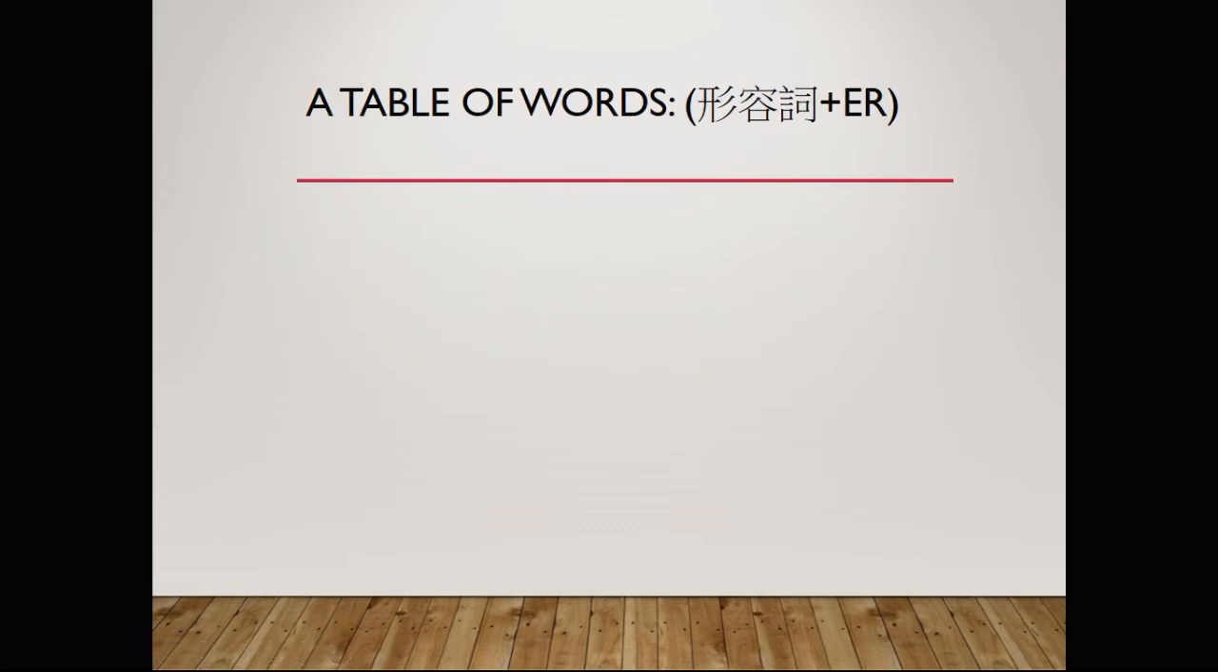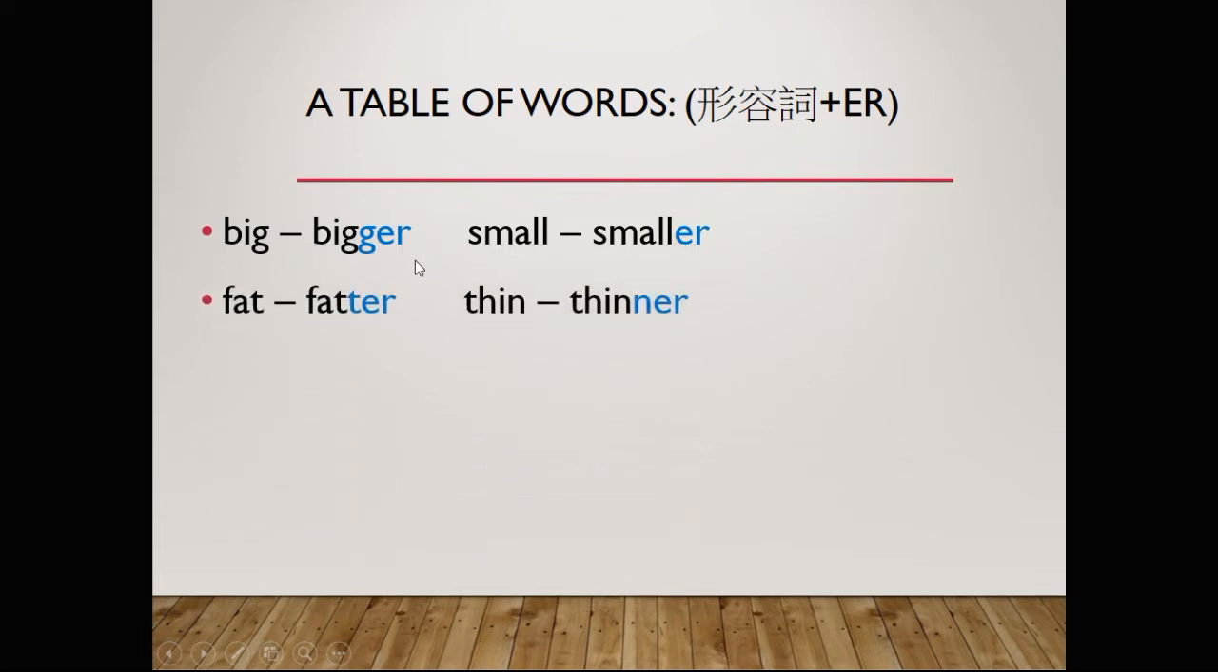Table of words. Let's look at some of the words with ER ending. First, big, bigger, small, smaller with ER. And then fat, fatter, thin, thinner. Fatter, two T's, thinner, two N's. And the reason for spelling extra T or N is because, just like the word bigger, it is a short vowel. So we add another consonant right after it. Fatter, F-A-T-T-E-R. Thinner, T-H-I-N-N-E-R. Because the letters I and A in these two words make short vowel sounds.